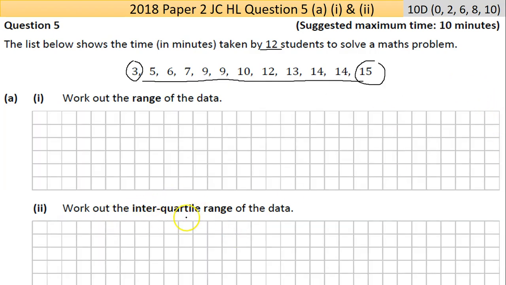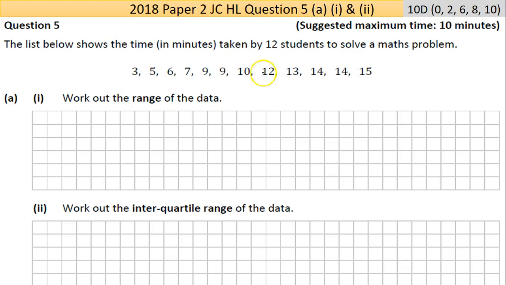Now, part 2 says, work out the interquartile range of the data. If you think of any set of data, the median is the middle value. The range is the smallest from the biggest. Now the interquartile range is the quarters. So it's basically the median of the lower half and the median of the upper half. The interquartile range is the difference between those two numbers. That's it.